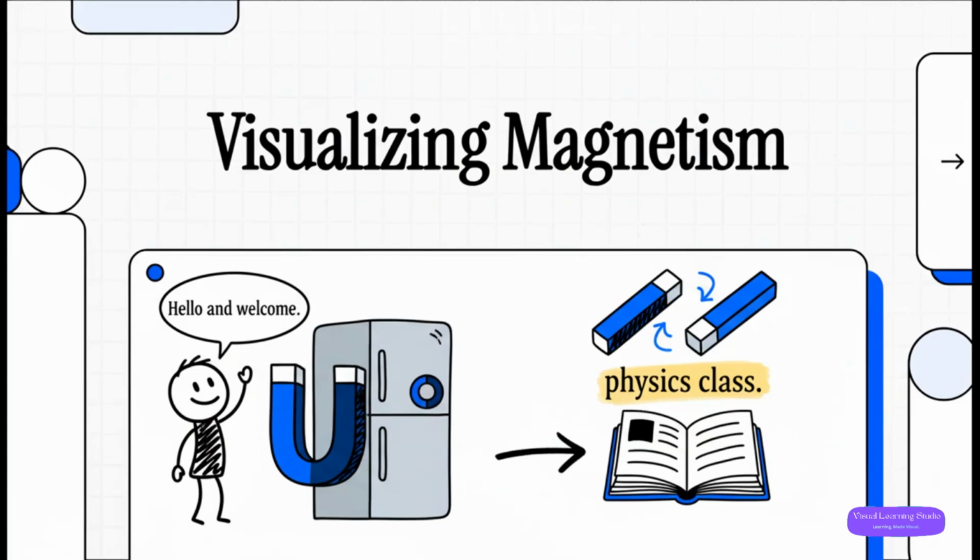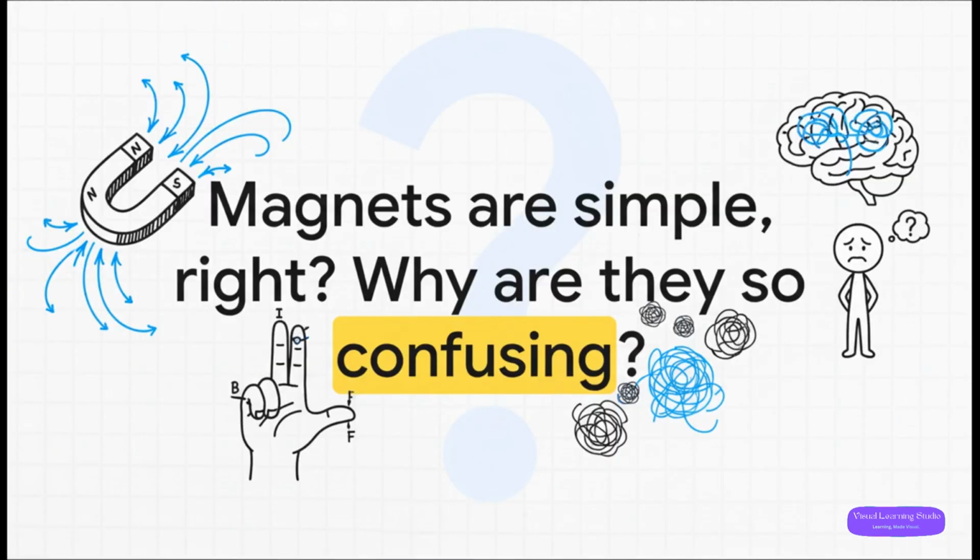Let's talk about magnets. We've all played with them, right? That satisfying snap when they stick to the fridge. They seem so simple. But then you get to physics class, and all of a sudden, it's not so simple anymore. It's all about magnetic fields and flux and these weird right-hand rules that seem designed to tie your brain in a knot. And if you've ever felt that confusion, trust me, you are definitely not alone.